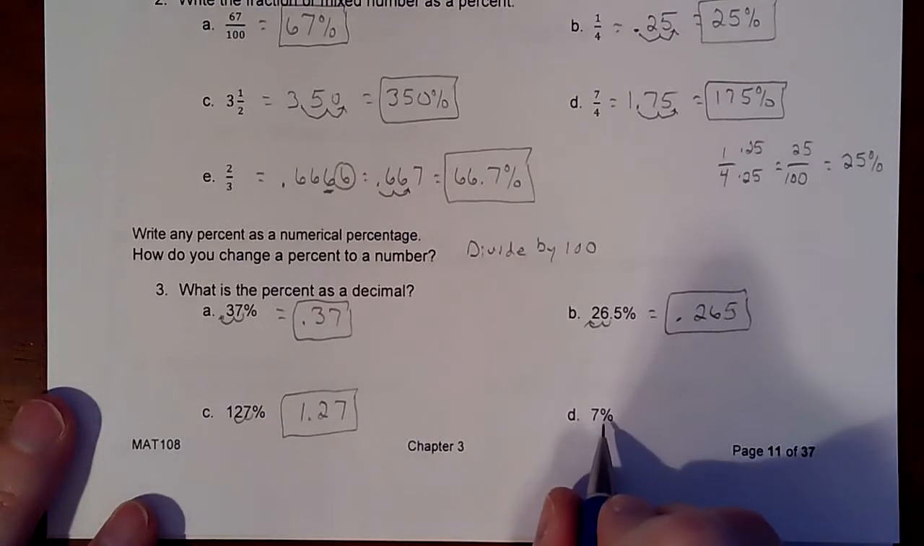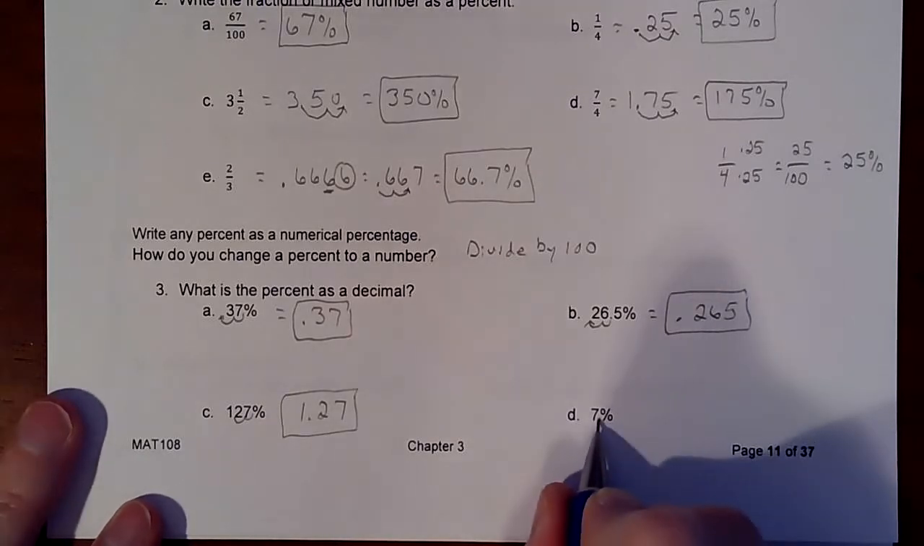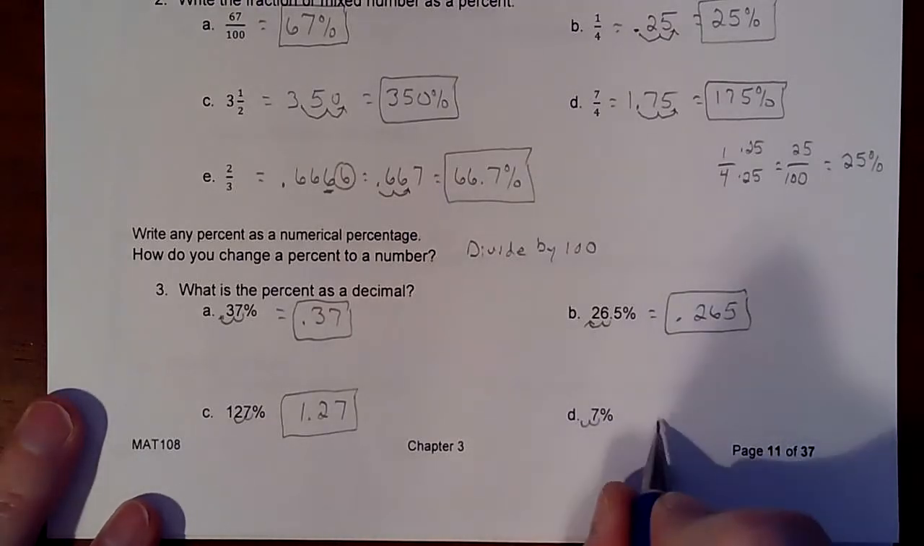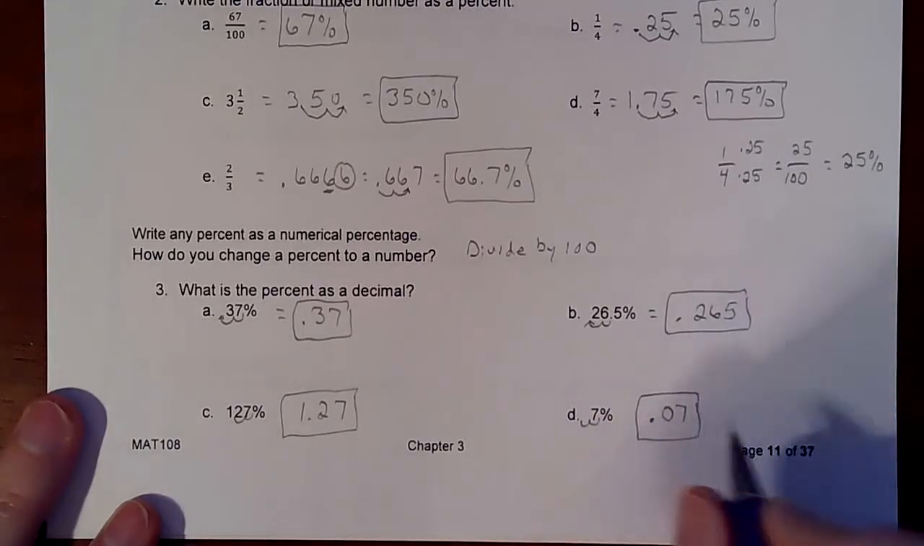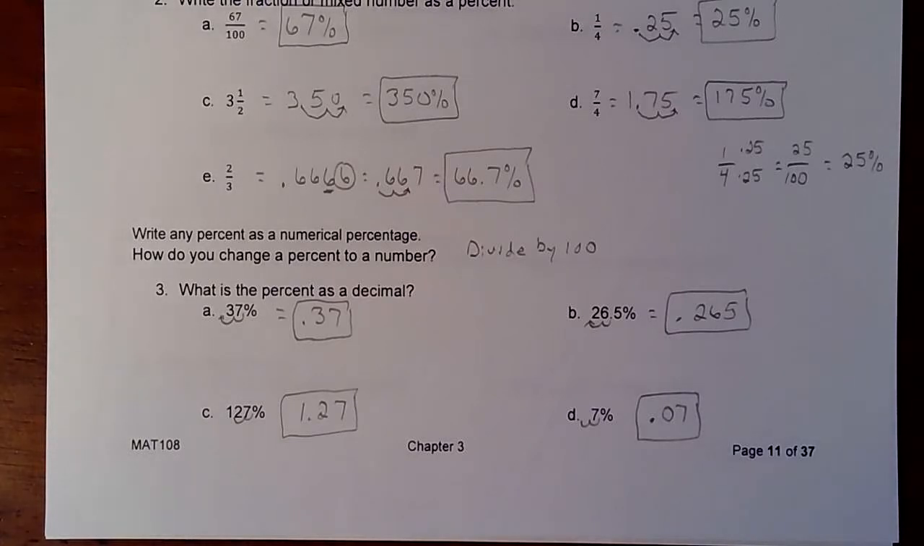And then 7 is 1, 2. So you'll have to fill that gap right there. So 0.07. Okay. So let's go to the next page.